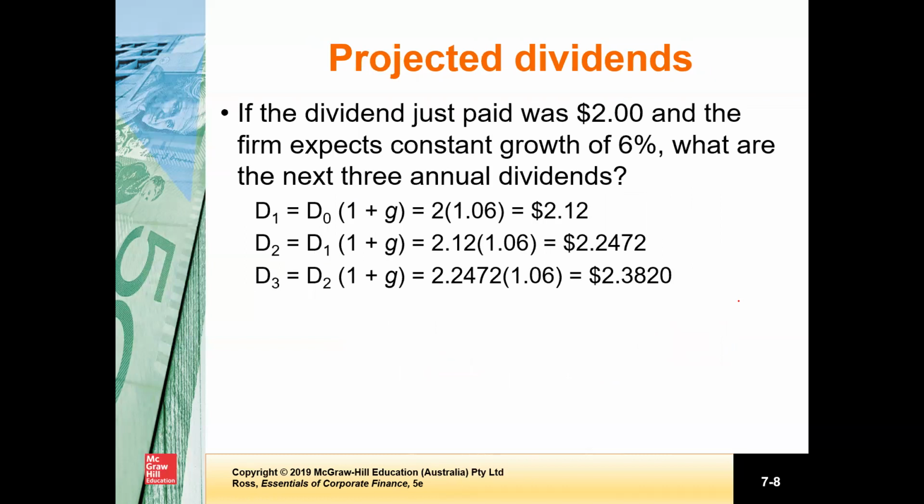Now, you have seen that we had an estimated dividend for year one, year two, and year three. So you might have a question in mind: how do we estimate dividends? There are some straightforward ways to do that, although in reality it might not be so straightforward. Look at this. If the dividend just paid was $2, and the firm expects a constant growth of 6%. The latest dividend was $2, and you expect that the company will grow at a rate of 6%. Based on this information, we can estimate dividends in the subsequent years.